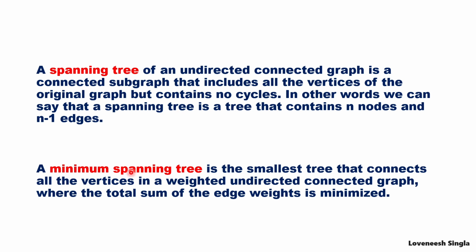So now first let's understand what is a minimum spanning tree. A minimum spanning tree is the smallest tree that connects all the vertices in a weighted undirected connected graph where the total sum of the edge weights is minimized. Now let's understand more with example.